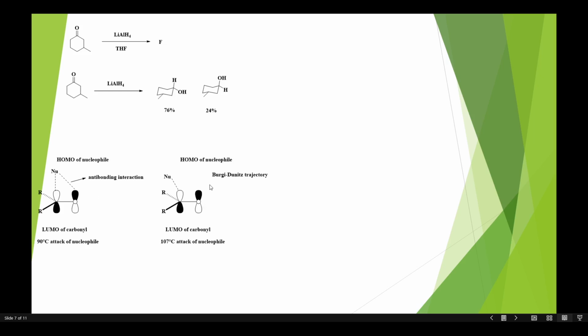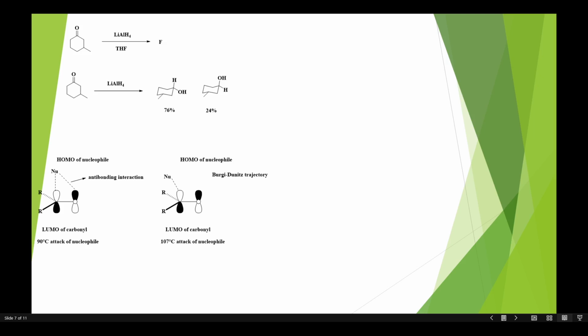That's why it will slightly move to 107 degrees. In that case it causes less steric hindrance with the substituents of the carbonyl group, and also there is no antibonding interaction with oxygen. That trajectory we call the Bürgi-Dunitz trajectory, and that is 107 degrees and 22 minutes. I did not mention it earlier, but that one is also 22 minutes.